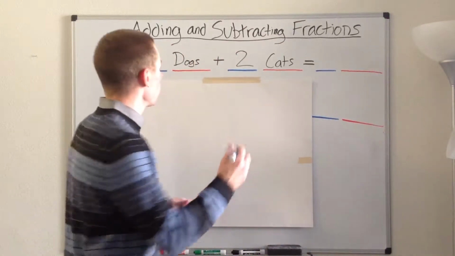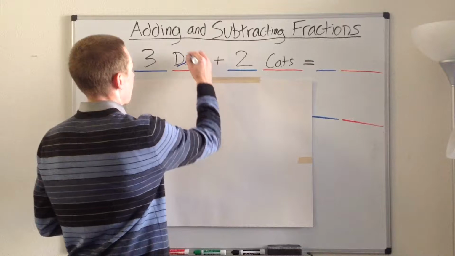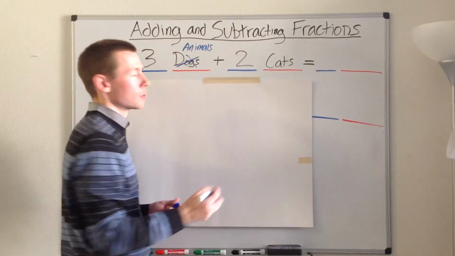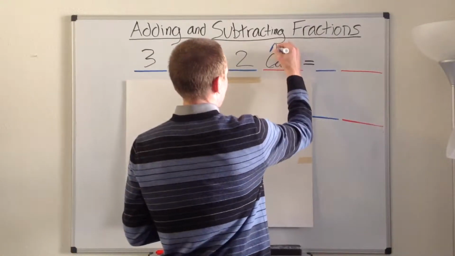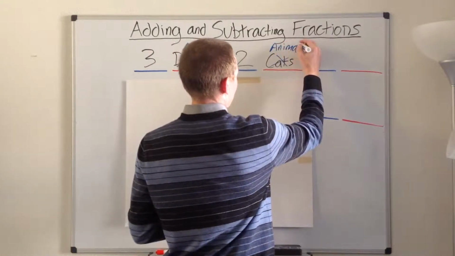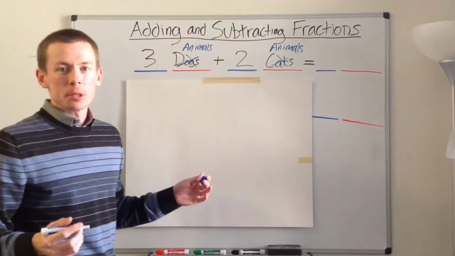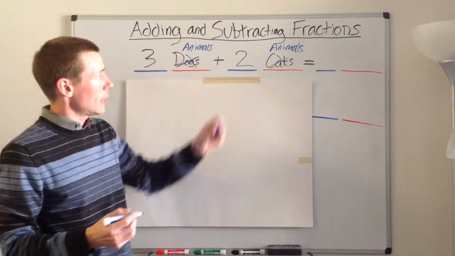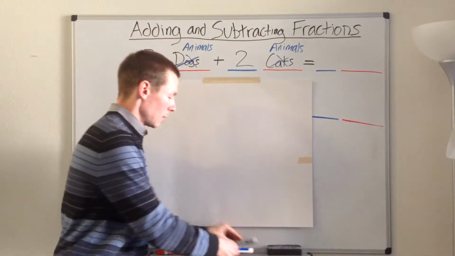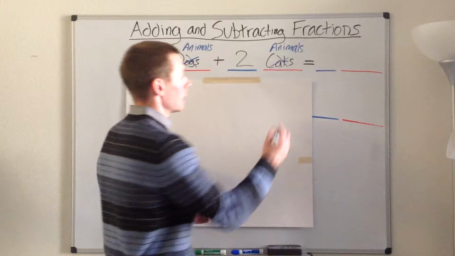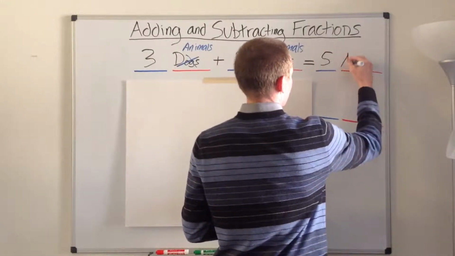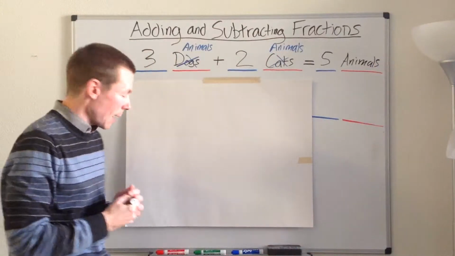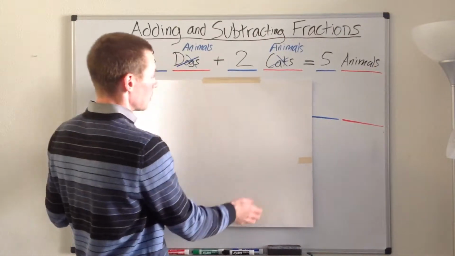Well, one thing I came up with is animals. We're not as specific, but they are both animals, and if I change them to animals, 3 animals plus 2 animals, now we can add that and get 5 animals. Now fractions work in a similar manner.